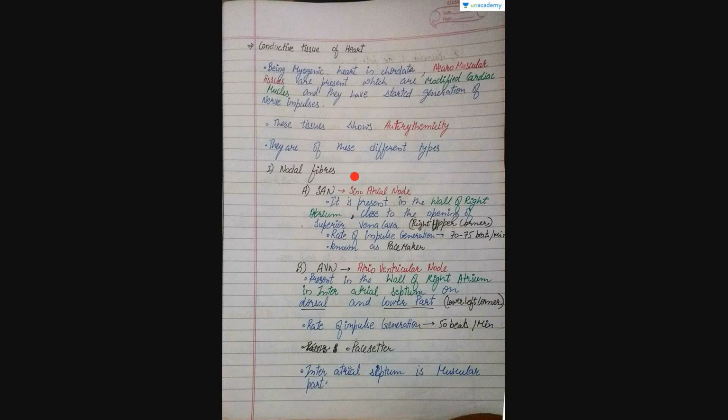Now further we can say atrioventricular node is there, which is present in the wall of right atrium in interatrial septum, and the rate of impulse generation is 50 beats per minute, and it is known as pace setter. This is also a question asked in competitive exams, that which fiber acts as pace setter, then we need to say atrioventricular node acts as a pace setter. Now interatrial septum is muscular, hence the sinoatrial node impulses can reach all over the atria.